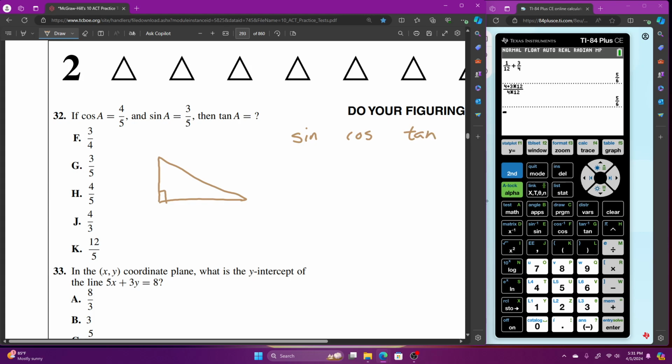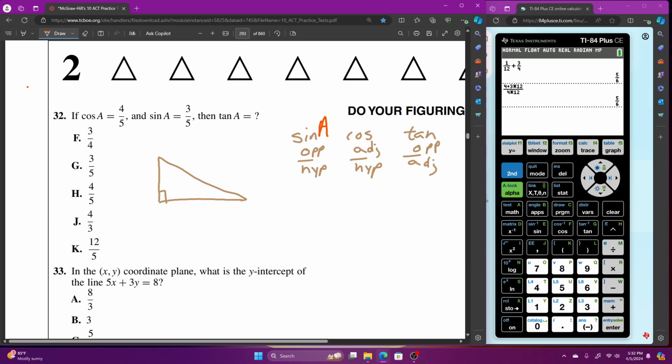Sine, cosine, tangent, those words are in the middle of your calculator. And when I'm reading them, I say SOH CAH TOA. Sine is opposite over hypotenuse, cosine is adjacent over hypotenuse, tangent is opposite over adjacent.